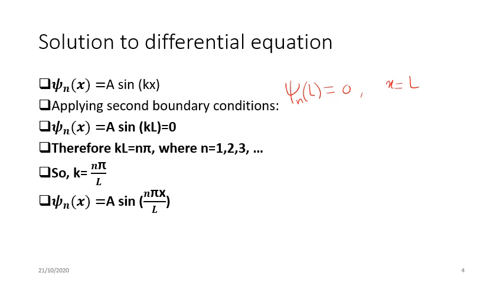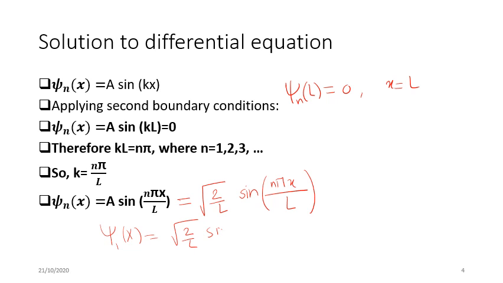So n is equal to 1 gives the ground state energy state. Here k is equal to n pi upon L, and I have substituted it in this equation. So finally I can write the wave function as root 2 upon L into sin n pi x upon L. Depending on the value of n, we can write the wave function in different forms. So psi 1 of x is root 2 by L into sin pi x upon L. This is the ground state wave function.